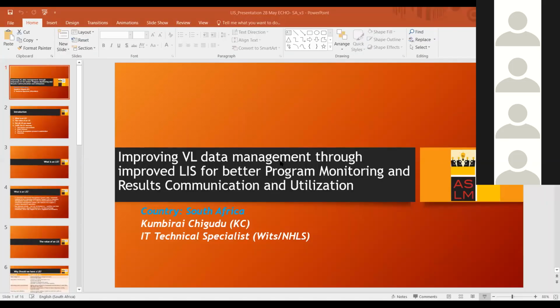All right, I'm going to take you through 4 basic points. Firstly, we'll define what an LIS is, then we talk about the value of an LIS, and then we touch on the different LIS packages that exist, and then we'll present a case study of our journey in South Africa in terms of implementation of an LIS. So moving to the definition: an LIS stands for Laboratory Information System. Others may refer to it as a Laboratory Information Management System or a Laboratory Management System.